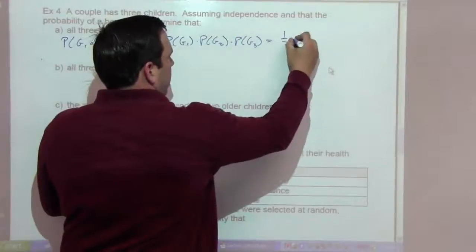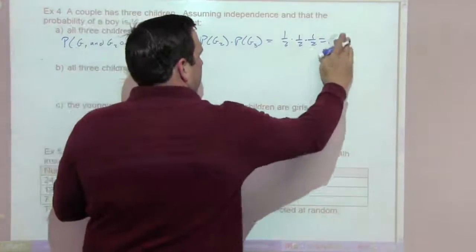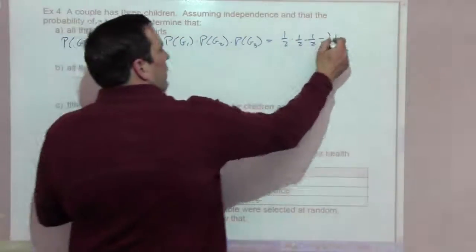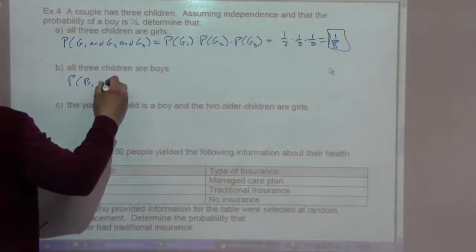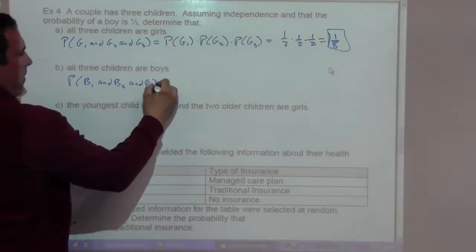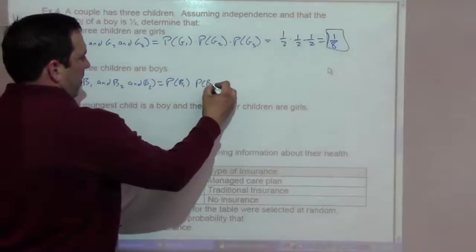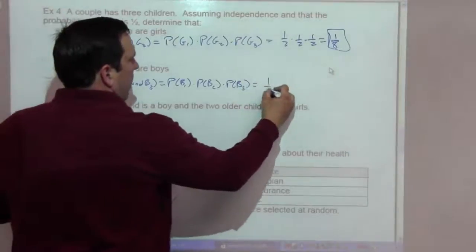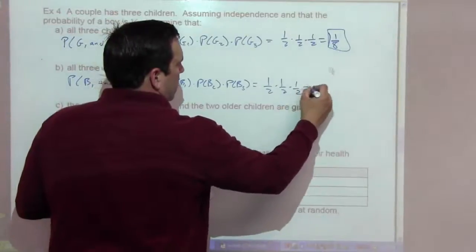That's going to be 1/2 times 1/2 times 1/2, which is 1/8. The probability of 3 boys, it's going to be boy 1 and boy 2 and boy 3. Again, 1/2 times 1/2 times 1/2 is 1/8.